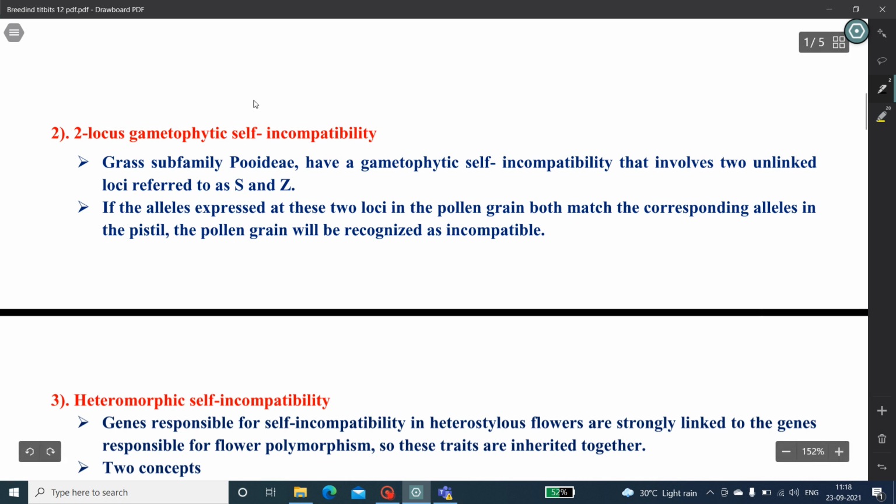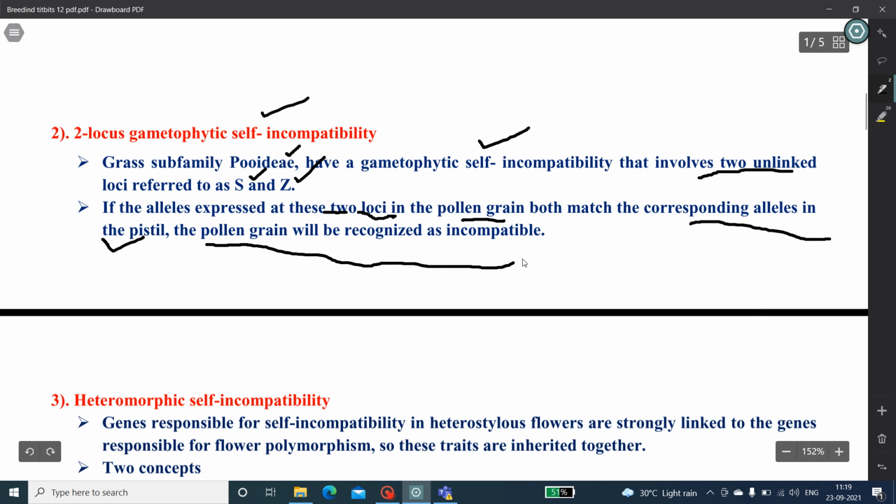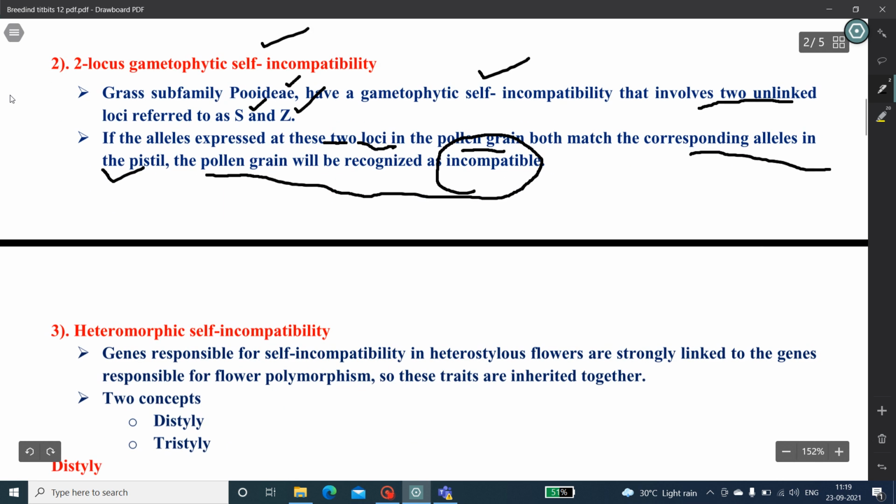With respect to two locus gametophytic self-incompatibility, it mostly exists in the grass subfamily Pooideae, which have gametophytic self-incompatibility that involves two unlinked loci referred to as capital S and capital Z. If the alleles expressed at these two loci of the pollen grain both match the corresponding alleles in the pistil, the pollen grain will be recognized as incompatible. That's all about two locus gametophytic self-incompatibility.